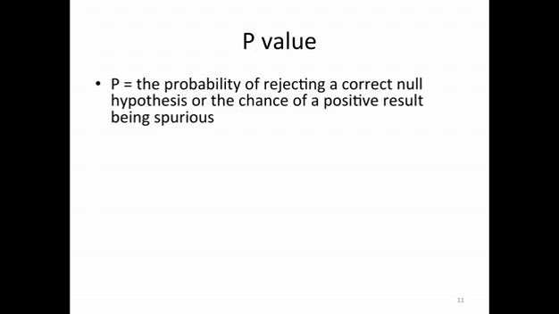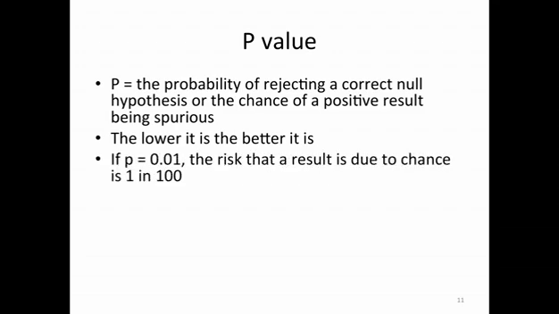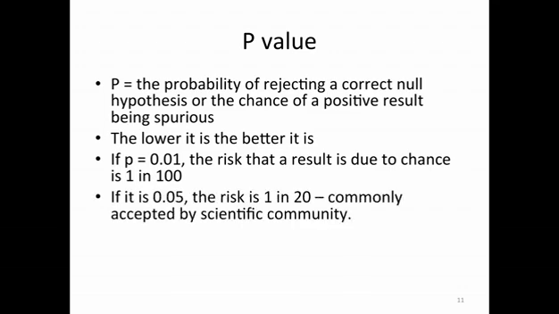Now, p-value. P is the probability of falsely rejecting the null hypothesis, or the chance of a positive result being spurious. The lower the p-value is, the better it is. If p is equal to 0.01, the risk that a result observed in a study is due to chance is 1 in 100. If it is 0.05, the risk is 5 in 100 or 1 in 20, the level that is commonly accepted by the scientific community.